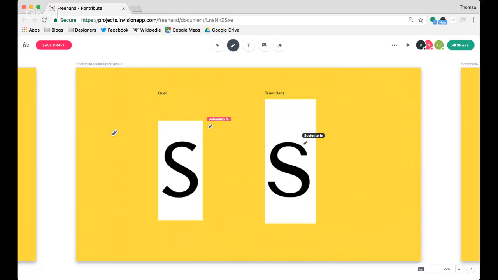Oh, good. So when I'm looking at these S's, the first thing to pop out to me is the strange discrepancy in tenor sans. There's a much thicker bottom terminal here as opposed to the top, and I'm not sure why that is. I thought that was really weird.